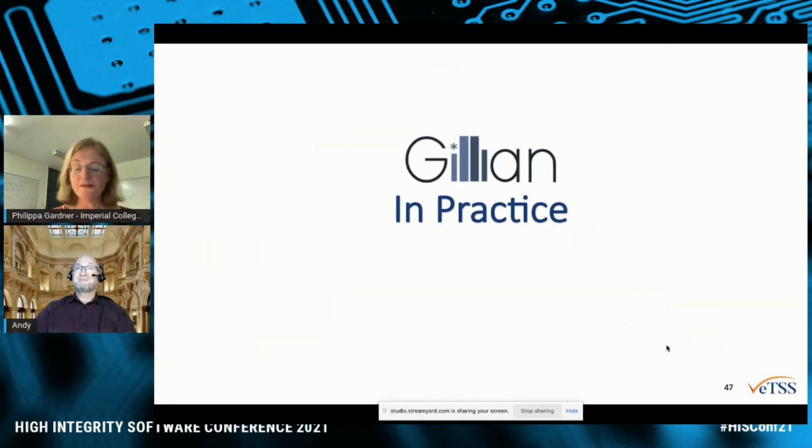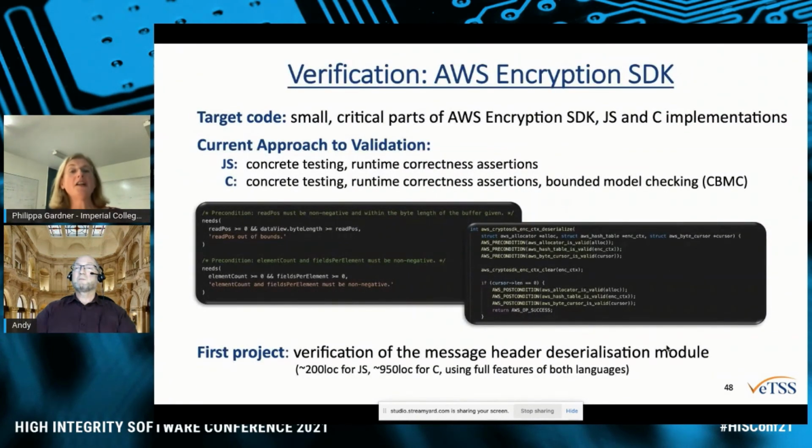One more chunk of slides, I want to talk about Gillian in practice. We have done some AWS Encryption SDK message header code, in particular in JavaScript and C. And the current approach, everybody does concrete testing, and the people in AWS, and I think this is getting common, do runtime correctness assertions, written in first-order logic. In AWS C, they also do bounded model checking. And for example, you see bits of stuff here in first-order logic saying some conditions about the bound.